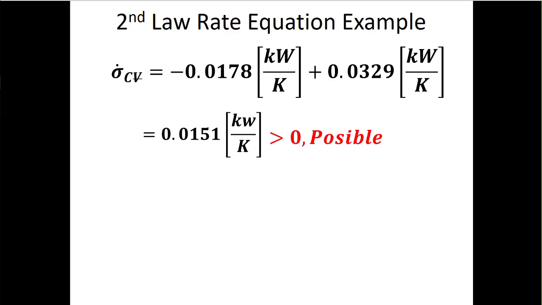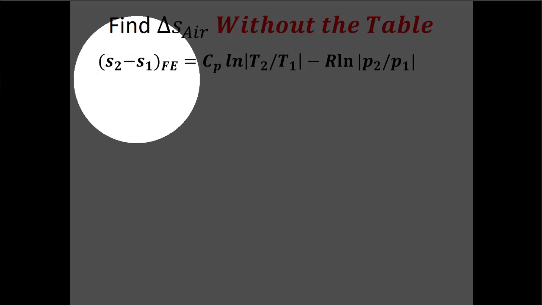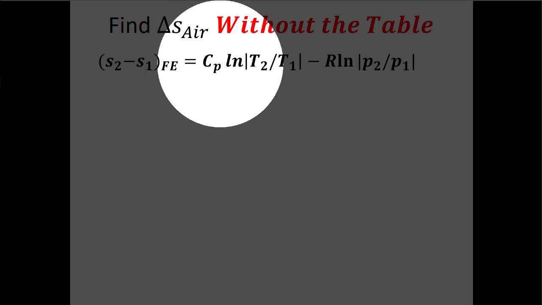And again, remember, I like to do it this way if I can, because then I get rid of that heat transfer rate term. But I can also do this without the tables, right? I could also do this with constant specific heat. So then here, I think I switched these around versus what's in the equation, right? So this is S2 minus S1.